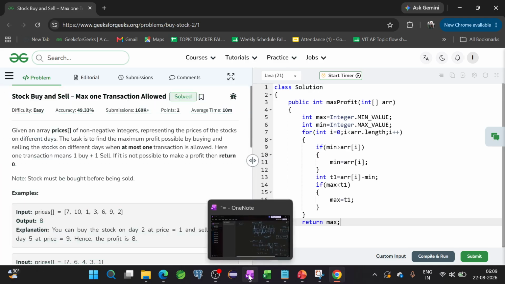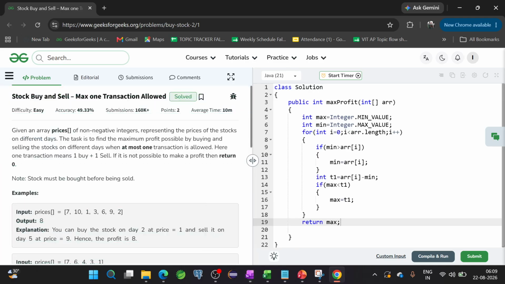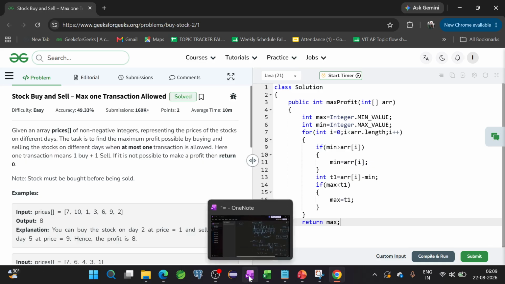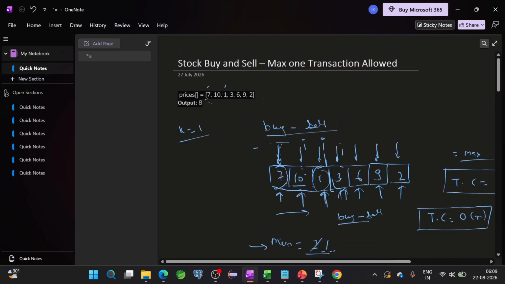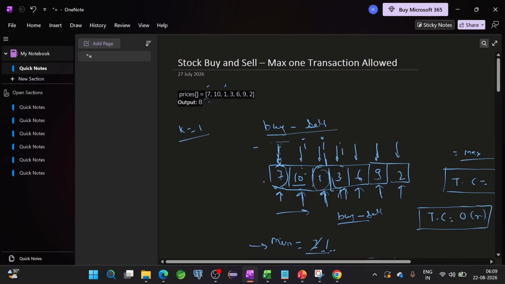But this approach is good only when one transaction is allowed. In that case, this approach will work. But in case of two transactions, three transactions, or four transactions, it is not good. So we will convert this program into a general form that takes the number of transactions. How?